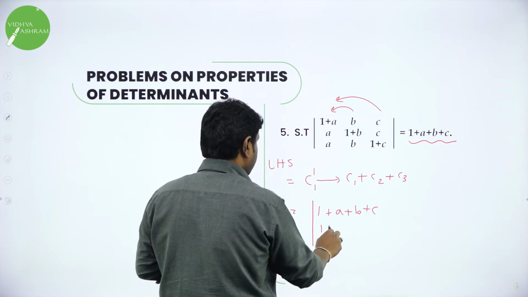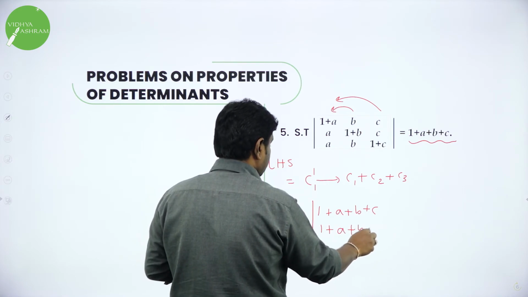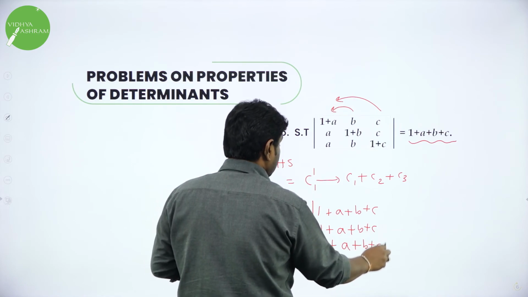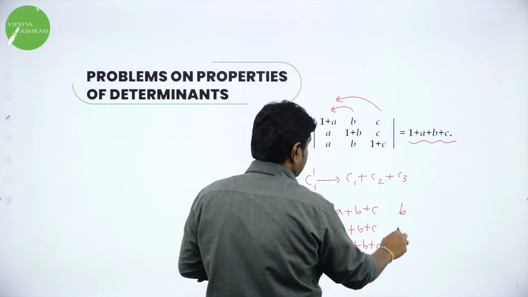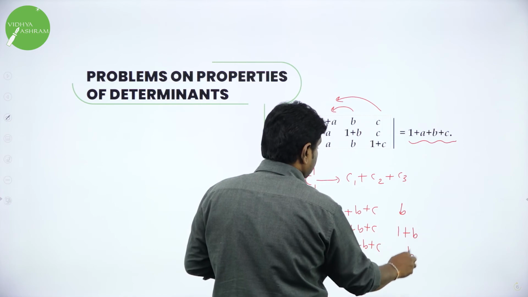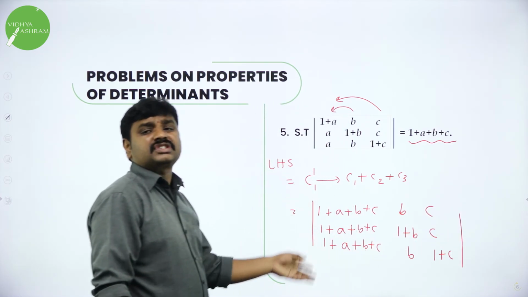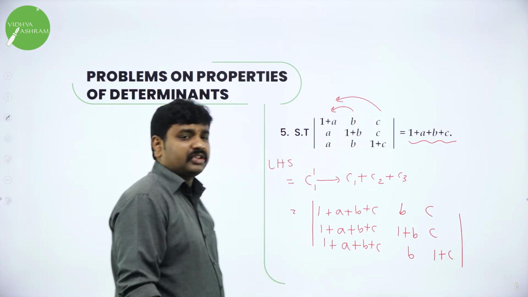This will also become 1 plus a plus b plus c, and the remaining columns you retain: b, 1 plus b, b, c, c, 1 plus c. Now what is common in the first column?